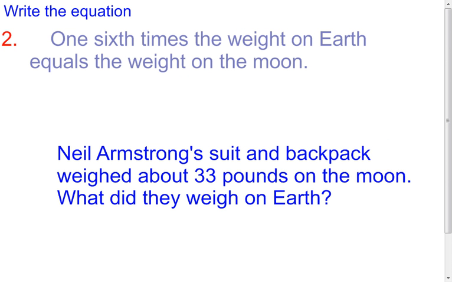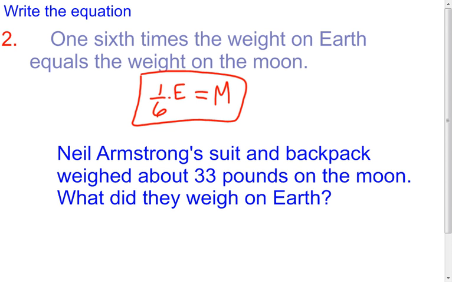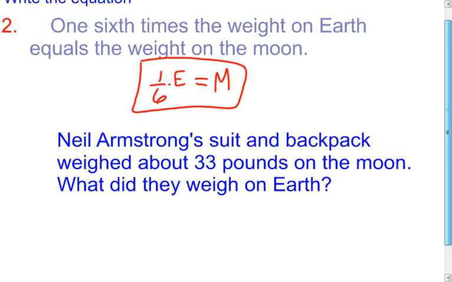All right, the next one, 1/6 times the weight on Earth, which I'm going to call E, equals, obviously is equals, the weight on the moon, which I will call M. So there's my equation right there. 1/6 the weight on Earth equals the weight on the moon.